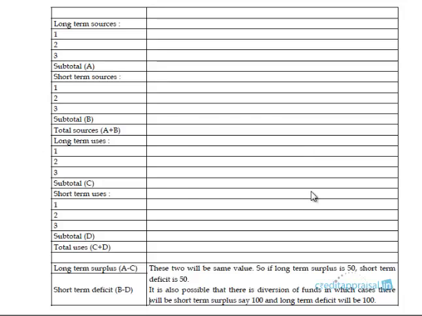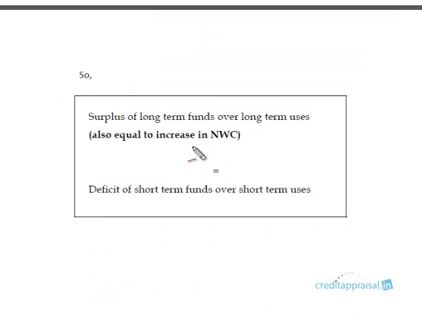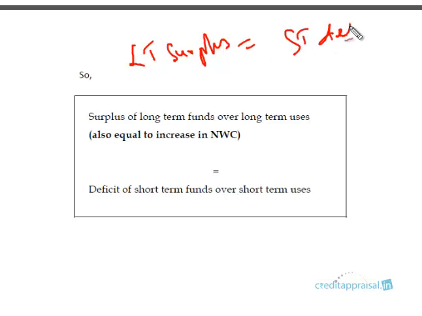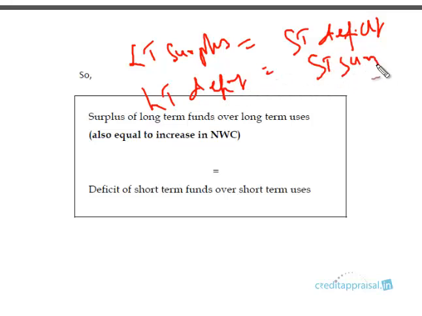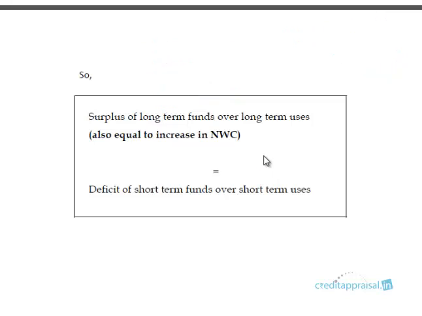So to wrap up this segment, the surplus of long-term funds over long-term uses is nothing but the increase in NWC, right? That will always be equal to the short-term deficit between short-term funds and short-term uses. That is, your long-term surplus will always be equal to your short-term deficit, in case there is no diversion of funds. Otherwise, your long-term deficit will be equal to your short-term surplus in case of a diversion of funds. Okay, right? And whatever that figure is will always be your increase or decrease in NWC.